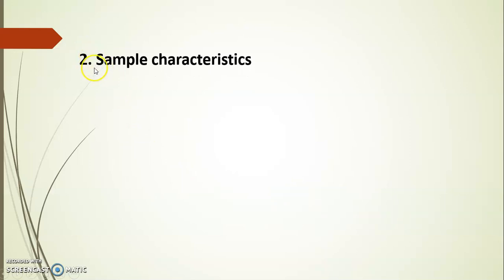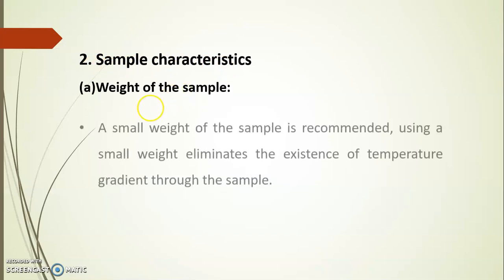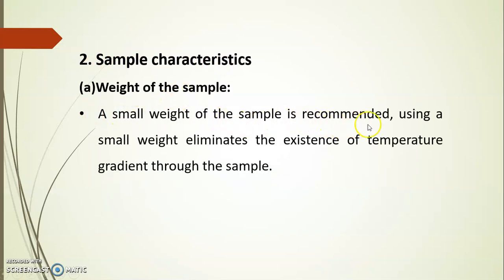The second main factor is sample characteristics. Here we look at how the weight of the sample and particle size affect the TG curve. A small weight of the sample is recommended. Using a small weight eliminates the existence of a temperature gradient through the sample.